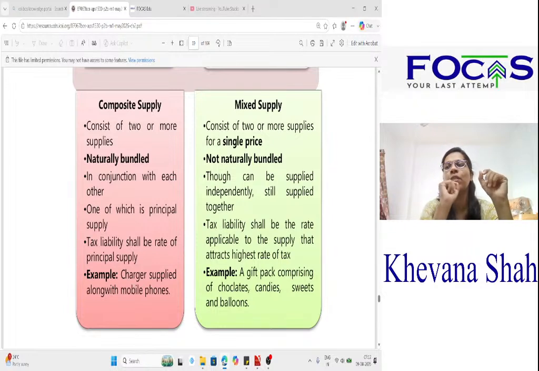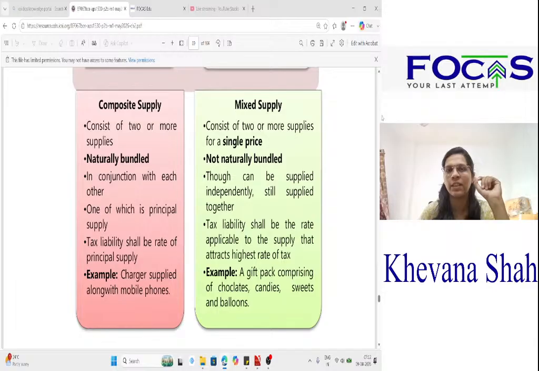So always remember, for solving questions of composite supply or mixed supply, in case your supply is a composite supply, then you need to identify the principal supply. And whatever is the principal supply, that rate of GST you will be applying.